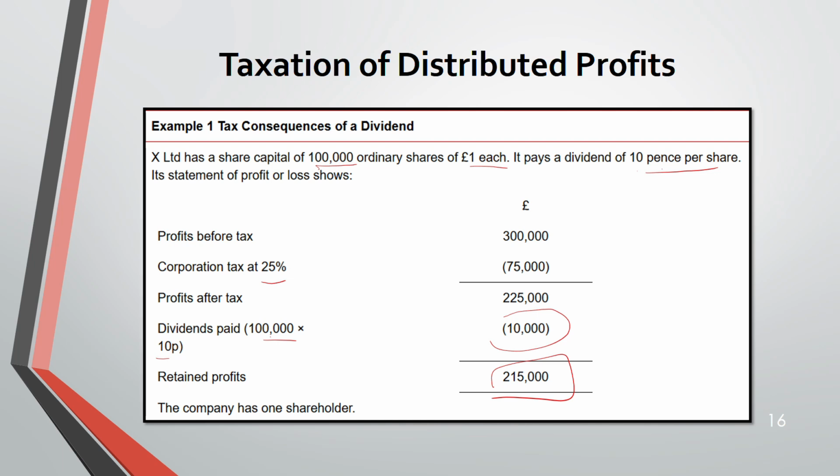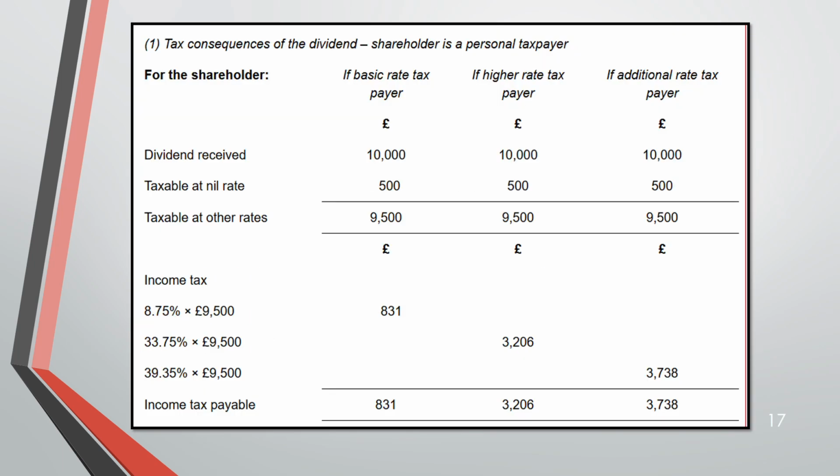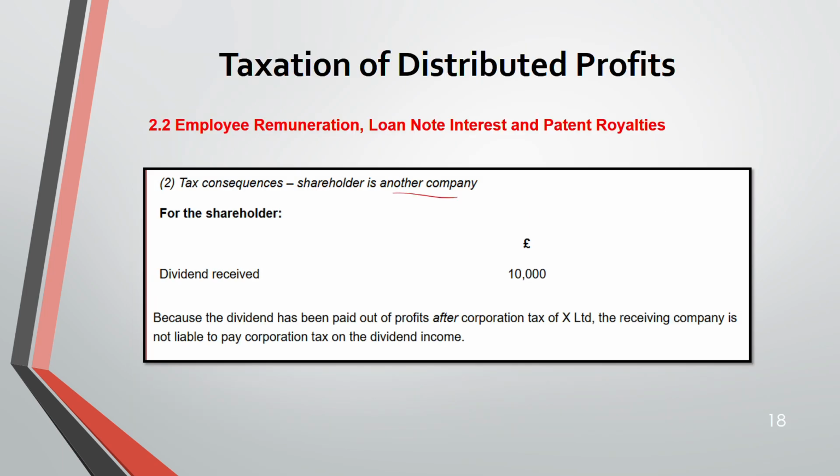The company has only one shareholder. There are two things. One, if the shareholder was a personal taxpayer, what are the tax consequences of the dividend? And if he's a corporate shareholder. If he's a corporate shareholder, remember, it's very easy. The £10,000 dividend that is received is exempt. Exempt for whom? The receiving company. So the receiving company is not liable to pay corporation tax on this dividend income.